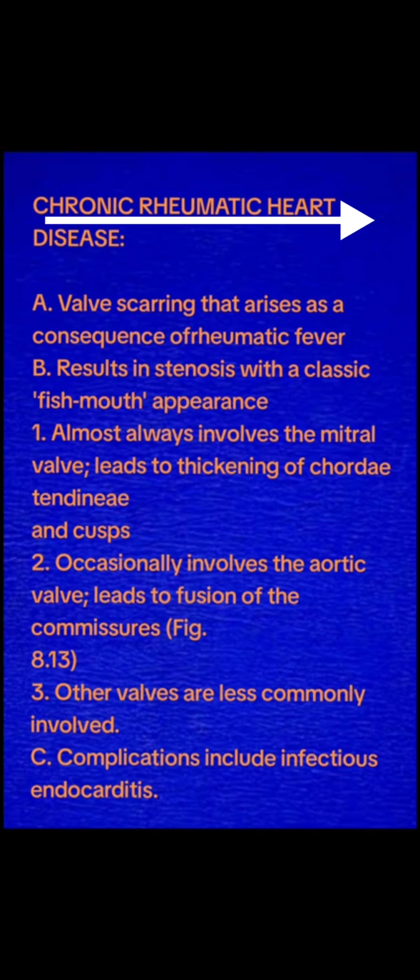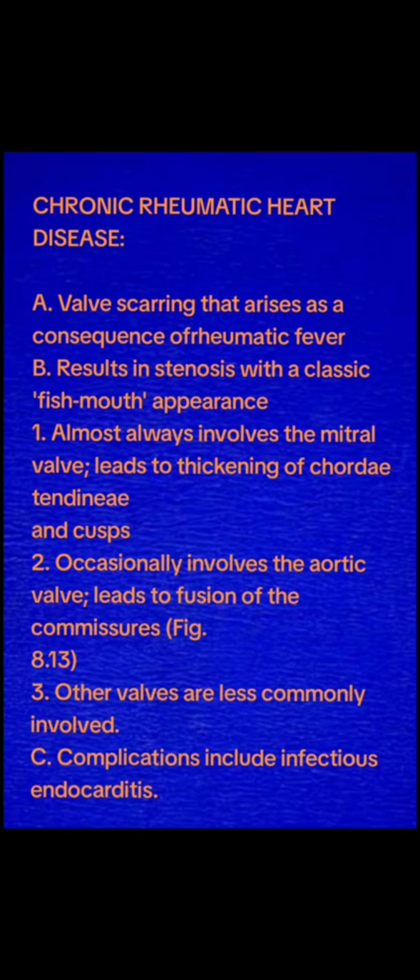Chronic rheumatic heart disease. In chronic rheumatic heart disease, valve scarring that arises as a consequence of rheumatic fever results in stenosis with a classic fish mouth appearance. Almost always involves the mitral valve, leading to thickening of the chordae tendineae and cusps. Occasionally involves the aortic valve, leading to fusion of the commissures. Other valves are less commonly involved. Complications include infective endocarditis.